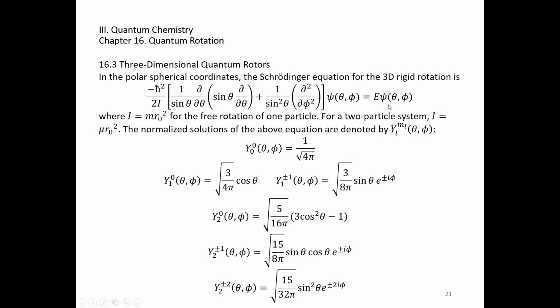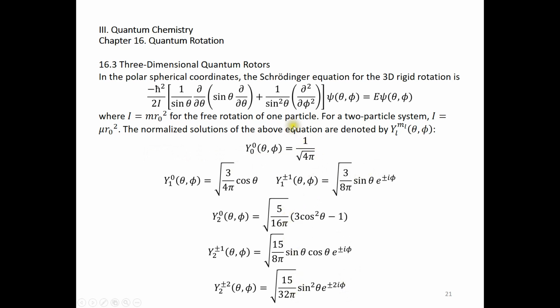Theoretically, we can solve this equation. The solutions are fairly complicated. The solving process is extremely tedious. So I'm just providing you the first few solutions here. 1, 2, 3, 4, 5, 6.